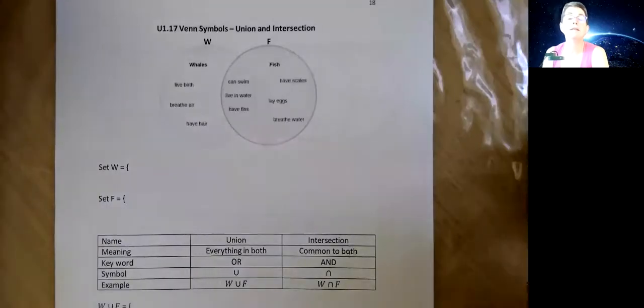Hi there, this is video 117. We're going to look at union and intersection. So a few more symbols between these sides, like universal set, A prime, and stuff like that.